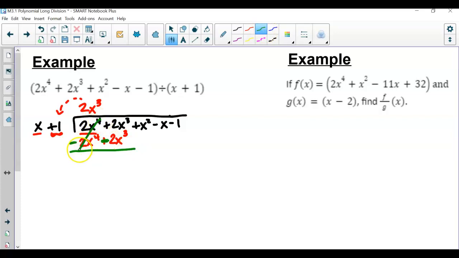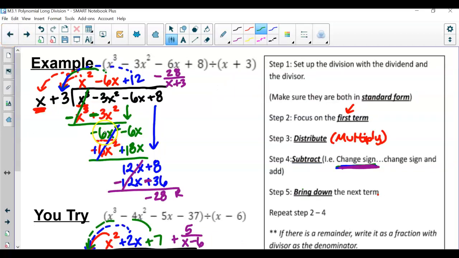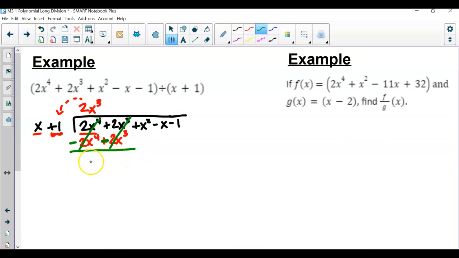Well, that's going to give me 0, but notice 2x cubed minus 2x cubed is also 0. So notice in this case, going back to the previous, we always had 2 terms that we were dividing. But now we only have nothing. So that means we're not only going to bring down the first term, we're also going to bring down the second term to continue with our 2 terms.